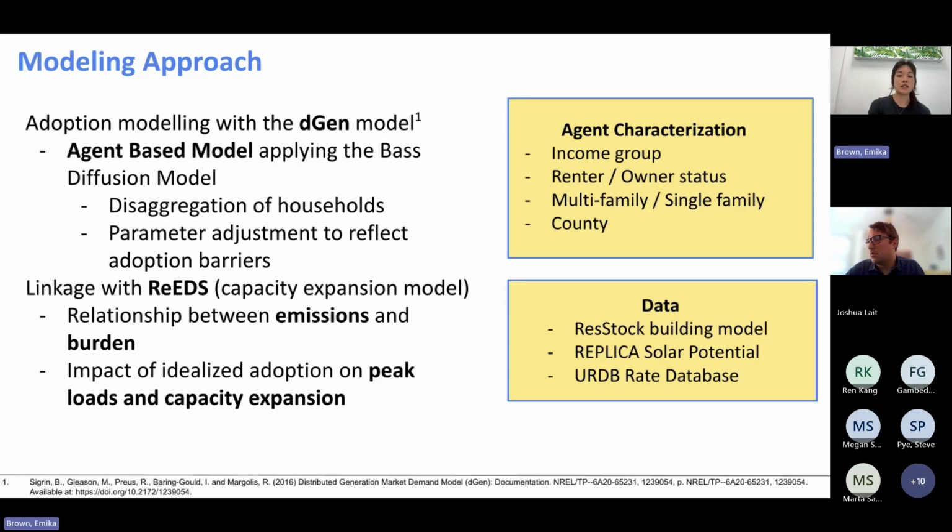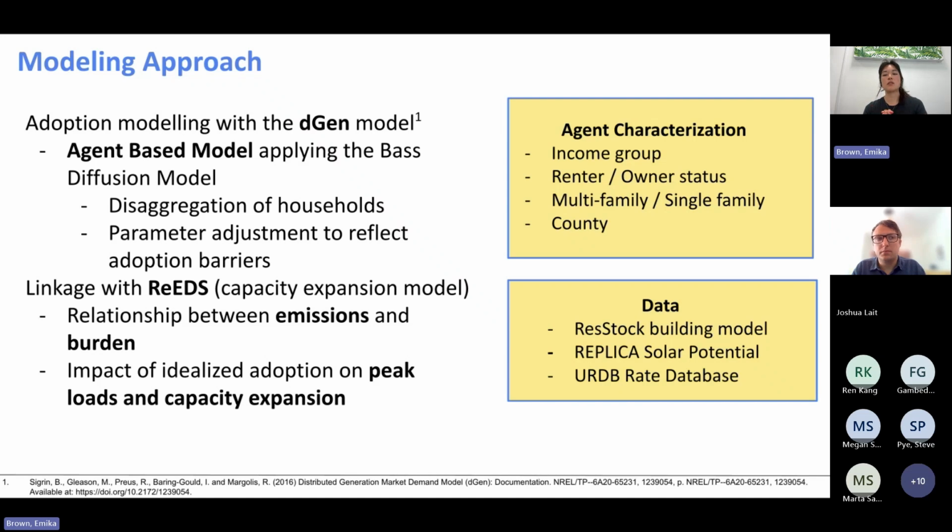And this analysis is especially enabled by recent data sets that are generated by the ResStock building simulation model. This is a building simulation data set that's supposed to capture all the buildings in the US, and it has something like 550,000 buildings simulated with load data. Basically that allows me to connect a specific building load profile and building characteristics with each agent in every county. And in addition, there's this data set called Replica, which describes the solar potential of each agent group in every county, and this rate database, which is constantly updated.